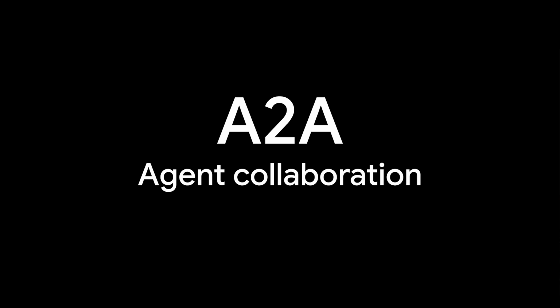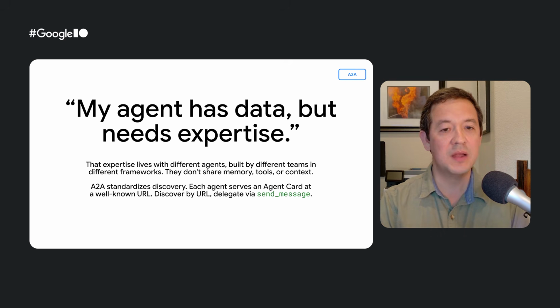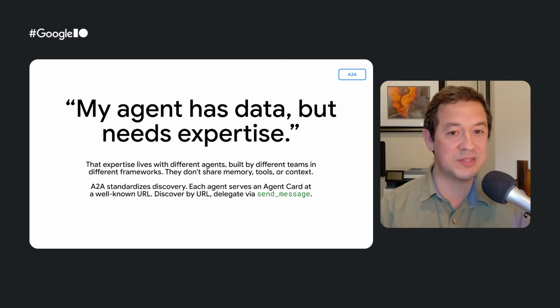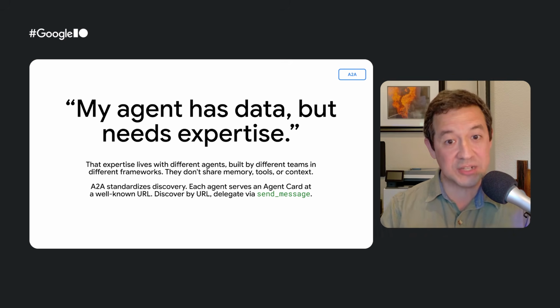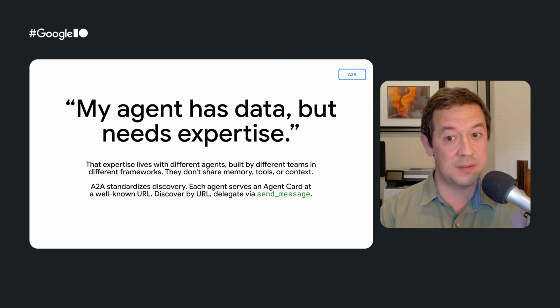Next up is A2A, the agent-to-agent protocol. MCP gave our agent data. The next problem is expertise. Our kitchen manager can check inventory, but it doesn't really know today's wholesale prices, supplier quality grades, or delivery windows. That knowledge actually lives with different agents, potentially built by different teams in different frameworks.